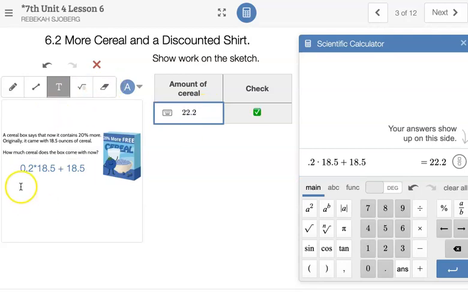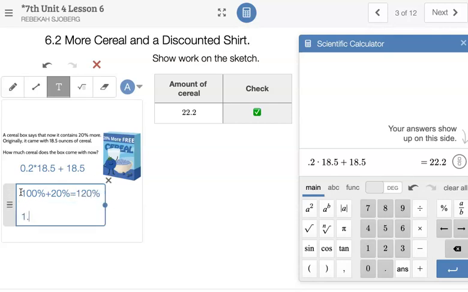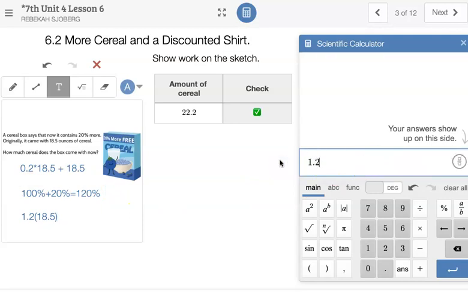There's another way I can do this problem and just say like it's originally 100%, but it gets 20% more. So now it's at 120%, which means it's 120% of the original. And I can just do 1.2 times that original 18.5 in one step. So if I put that in here, 1.2 times the 18.5, that's, I think, a little bit quicker, and you're still going to get the 22.2.